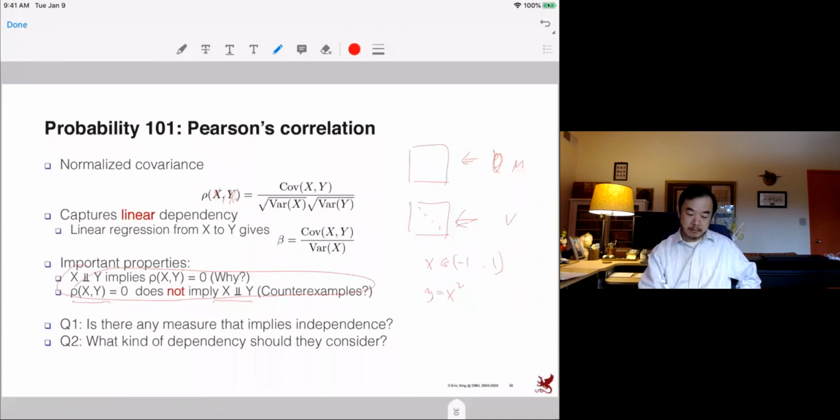And you will actually conclude that the Pearson correlation of these two random variables equals 0. They are not correlated. But just by design, you can see that the fact that Y equals X squared suggests that they are highly dependent on each other.